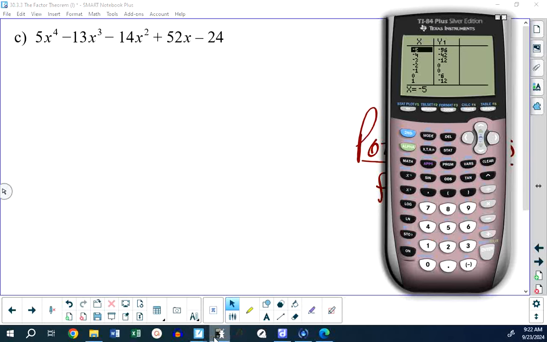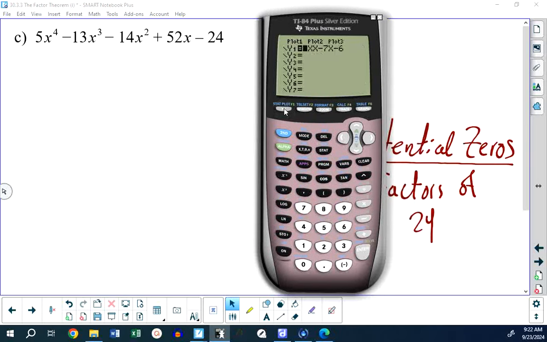And the most efficient way to find those factors, or those zeros, is to load this into your calculator and go to your table. So 5x to the 4 minus 13x cubed minus 14x squared plus 52x minus 24. If you actually tried to put numbers in and crunch all those numbers, you're just wasting your time. It's a long, arduous task. Sure, I've got that in right.